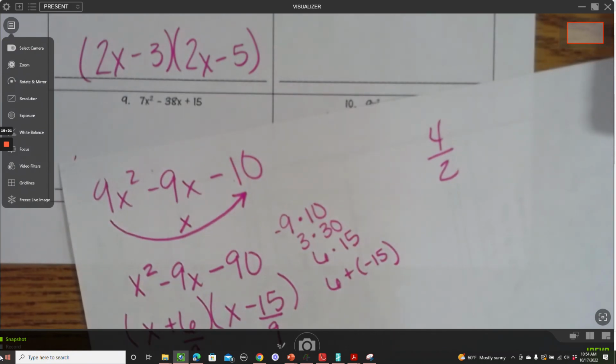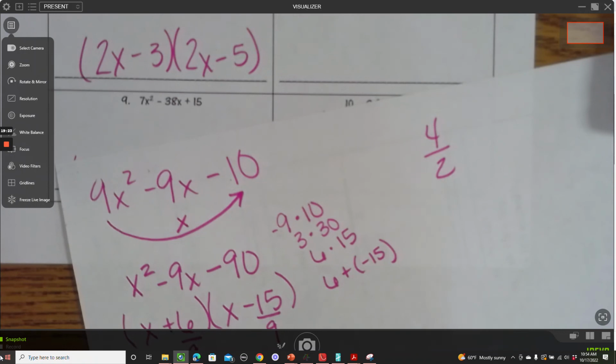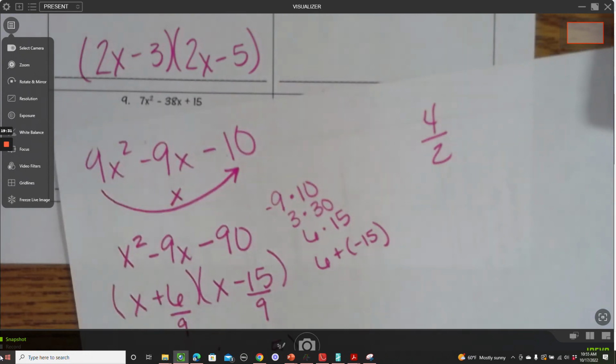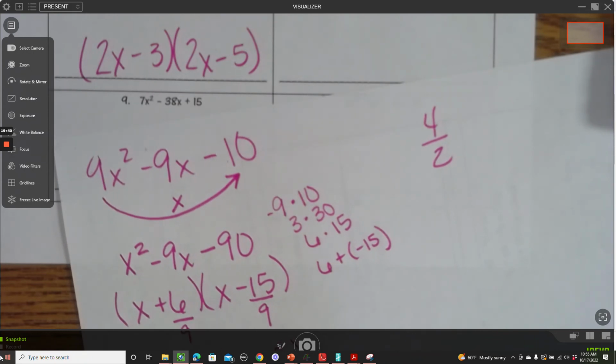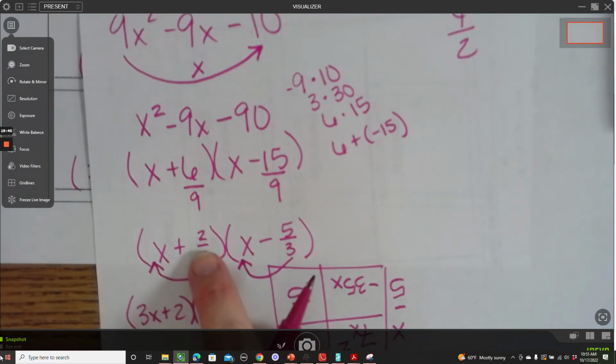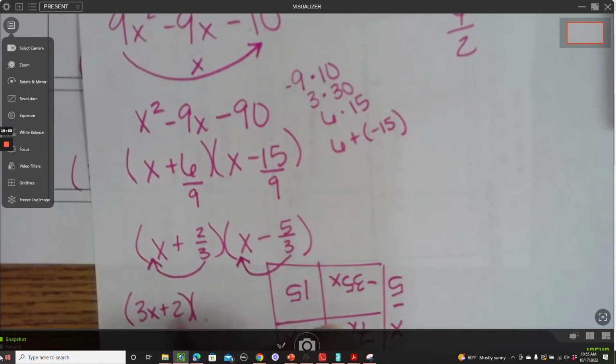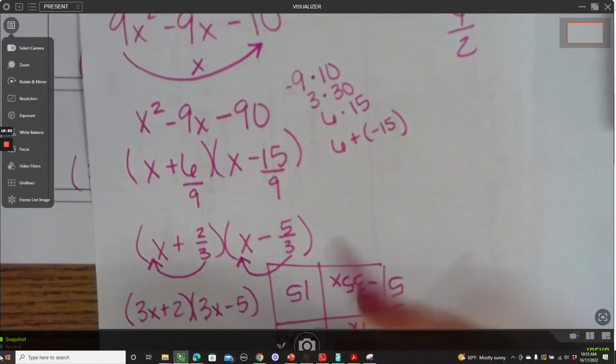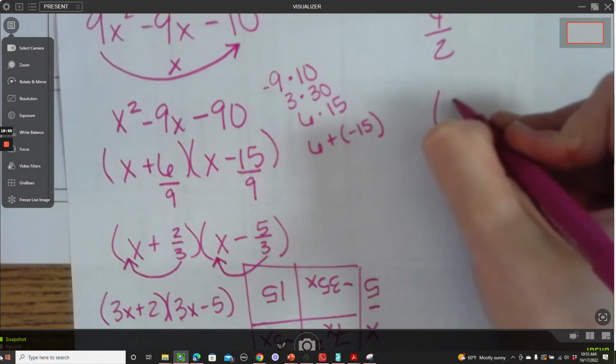So x plus 2 over 3. Well, this one, 15 over 9, what does that break down to? 5 over 3. Okay. This 3, you can slip back in front of the x. You can do 3x plus 2, and you can slip the bottom of the fraction back in front. So those would be your factors.